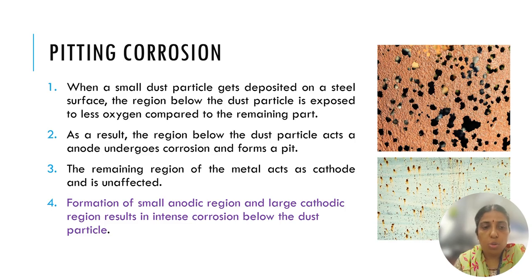So there is an initiation of the oxygen absorption type of corrosion mechanism, and hence the metal tends to corrode. The formation of a small anodic and large cathodic region results in intense corrosion below the dust particles. This type of corrosion we have already discussed in the mechanism. The same corrosion is named pitting corrosion on the surface of steel structures.